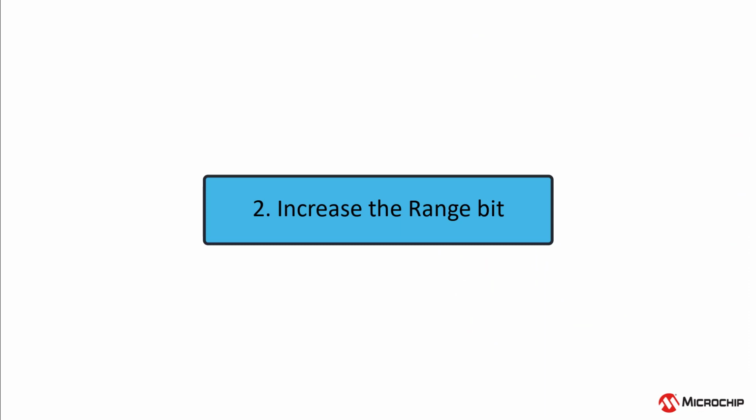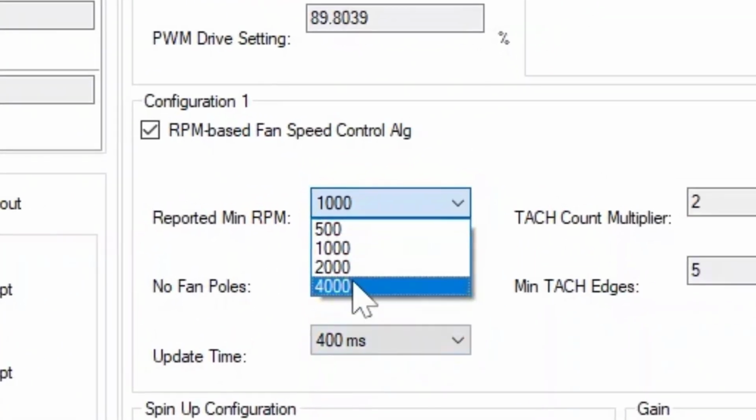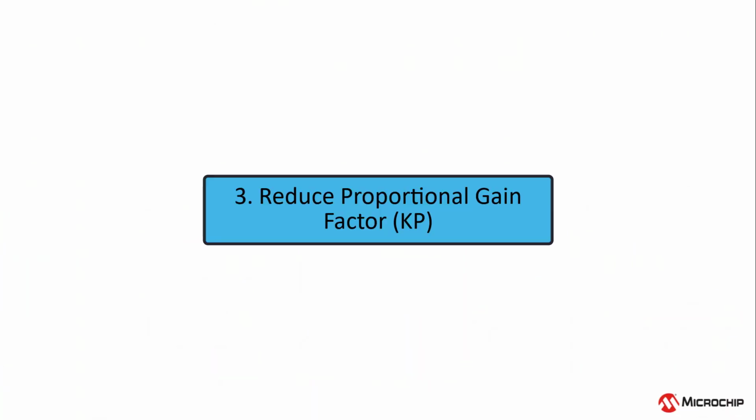Second, increase the reported minimum RPM, or range bits, to be as high as possible. So if the lowest speed your fan can go is 5,000 RPMs, have the reported minimum RPM at 4,000. This helps the PID controller have better control of the fan at lower speeds. Third, reduce the proportional gain factor. The proportional gain factor is responsible for the initial pull or push from the PID controller in response to deviation from the target RPM. A lower gain factor does not push or pull the fan far away from the target, thereby helping to control the fan better.